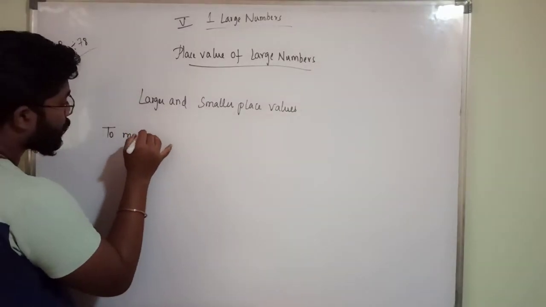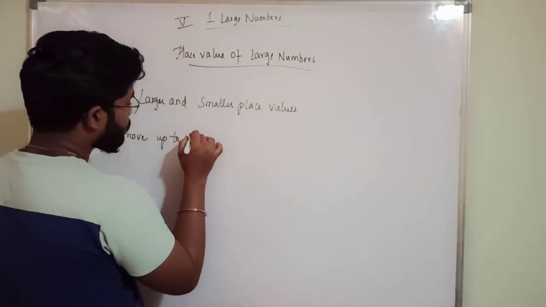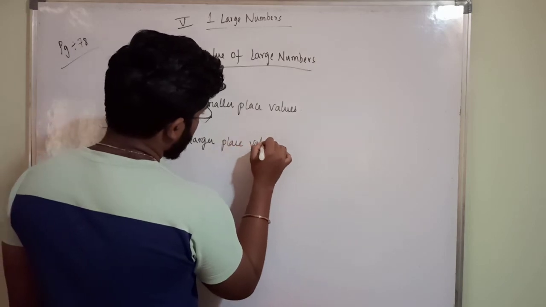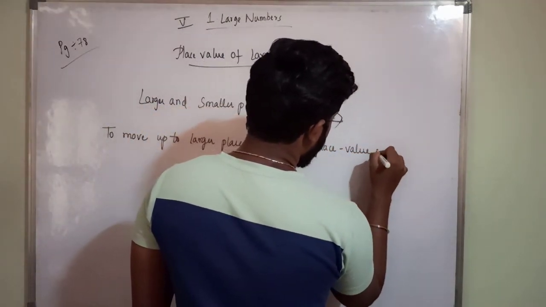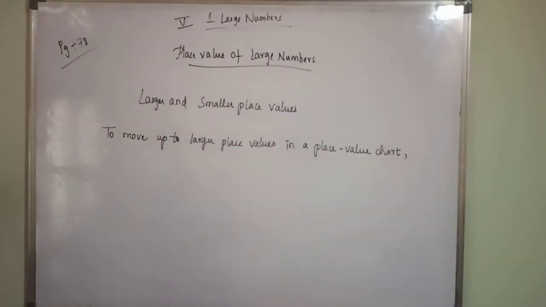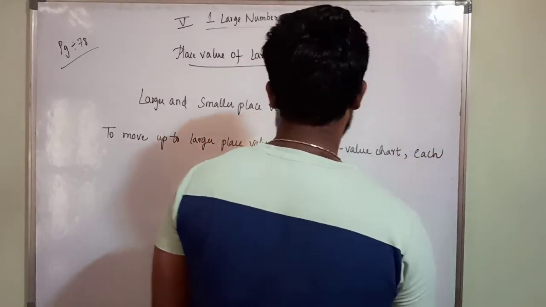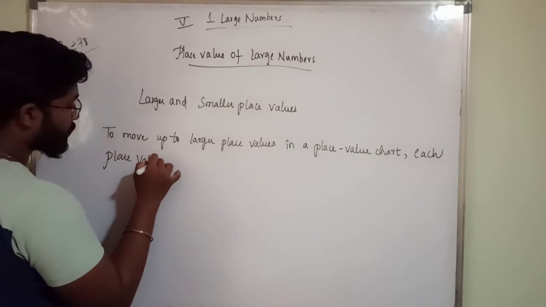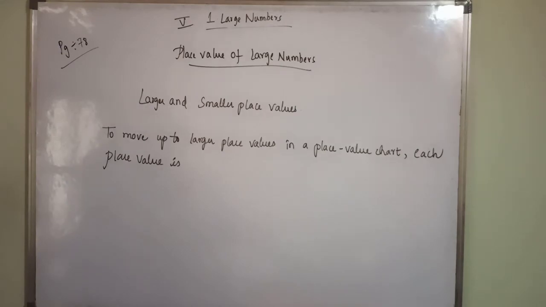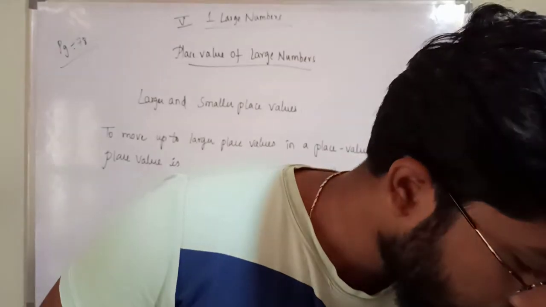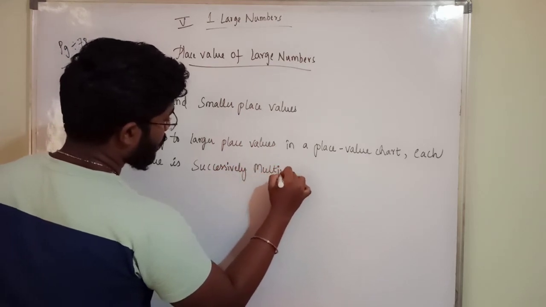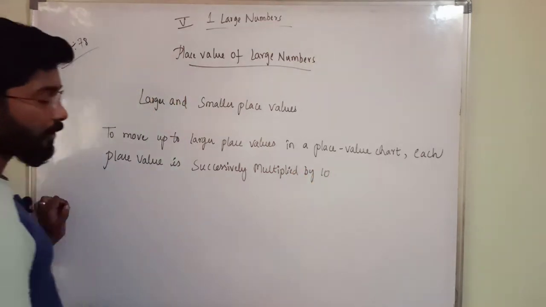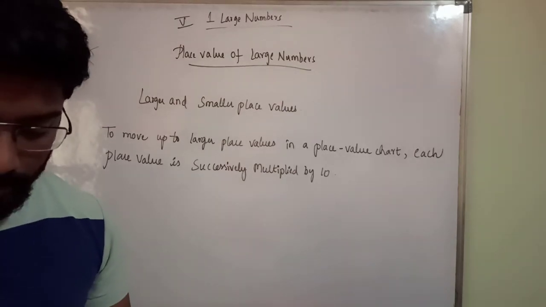To move up to larger place values in a place value chart, each place value is successively multiplied by 10.